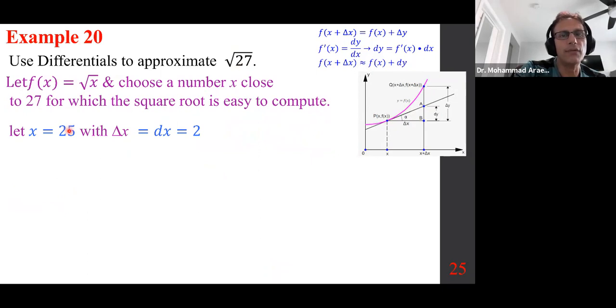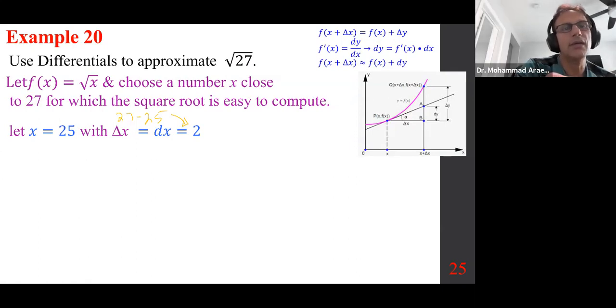So from 25 to 27, in other words, delta x is 27 minus 25, which is positive 2, meaning what? Meaning we know the square root of 25 is 5. We don't know the square root of 27, but it goes up because delta x is positive.